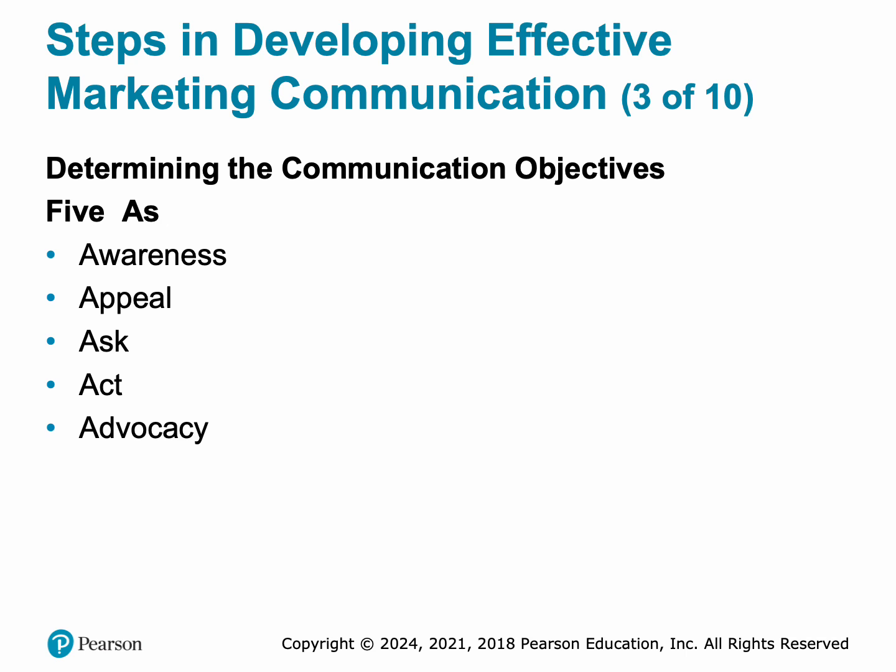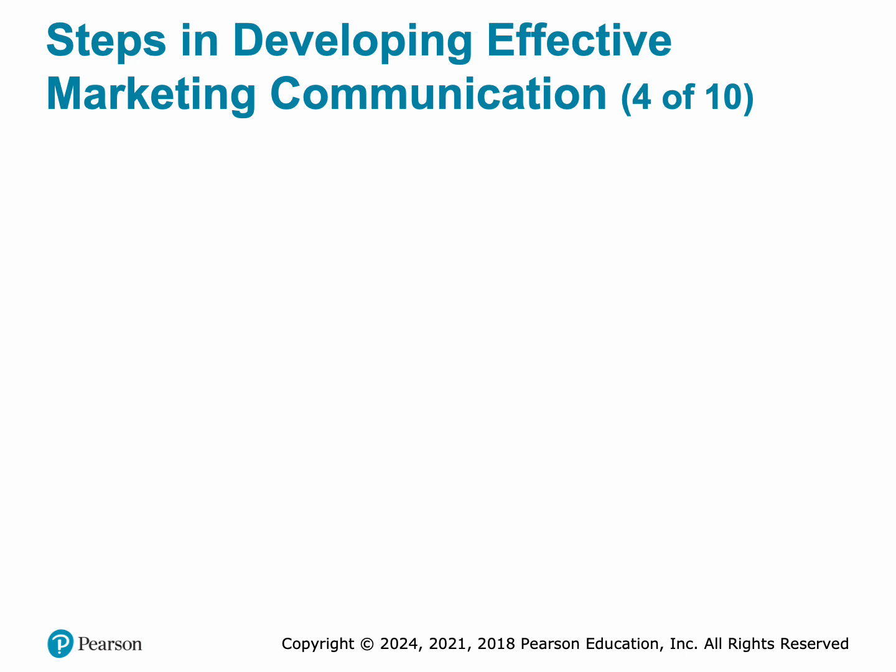So if we think about, I know about the product, right? Awareness. Appeal, I like the product. Ask, I want to know more and be engaged with the brand. Act, I'm buying and relating to the product. And advocacy, I'm telling others about the product. The goal is to create experience that will keep customers on the path of the 5 A's.